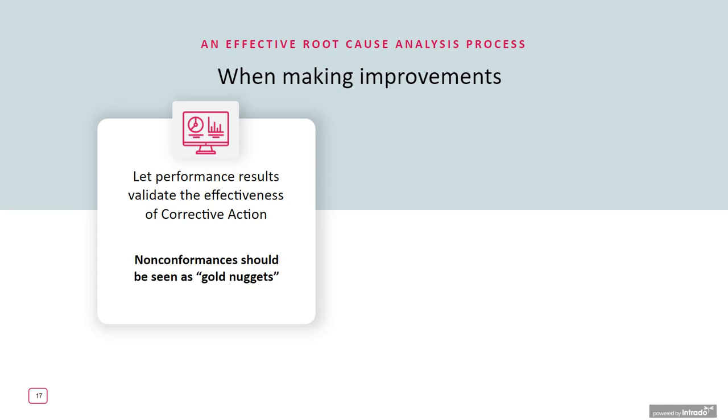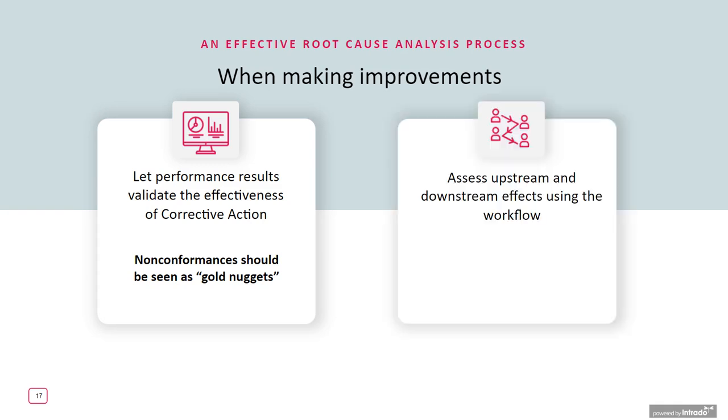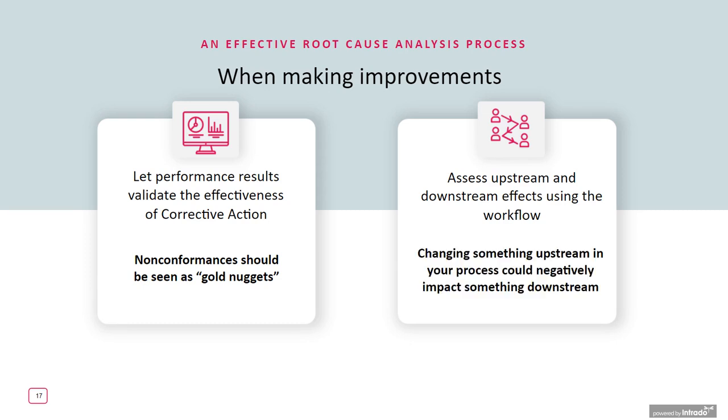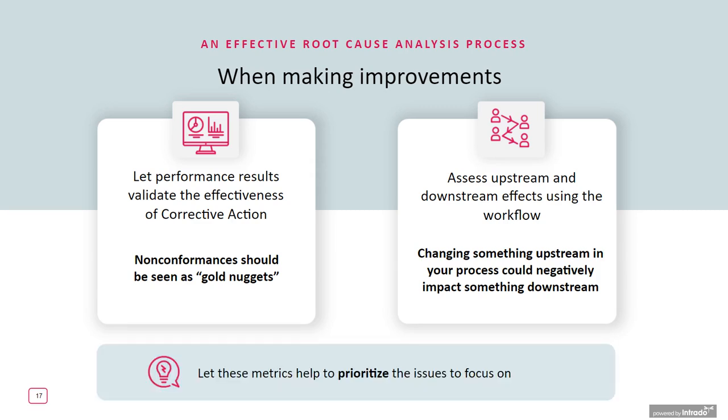Nonconformances should be seen as nuggets of gold, where they actually give you an opportunity to improve your QMS. Each time you have a nonconformance, it's a great opportunity to identify the causes of the problem and then permanently fix the problem. You should also assess upstream and downstream effects using the workflow, because changing something upstream could negatively impact something downstream in your process. So the entire process should be evaluated, especially when making a change further upstream in a specific process.